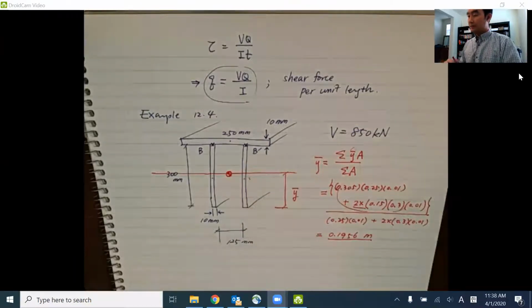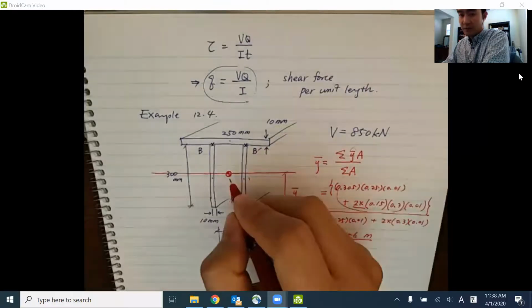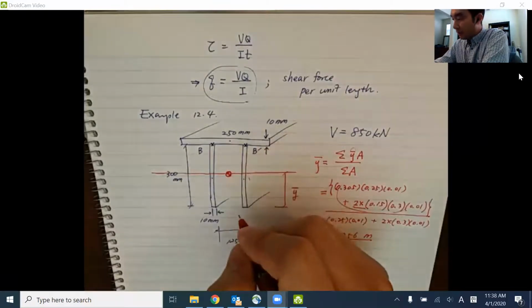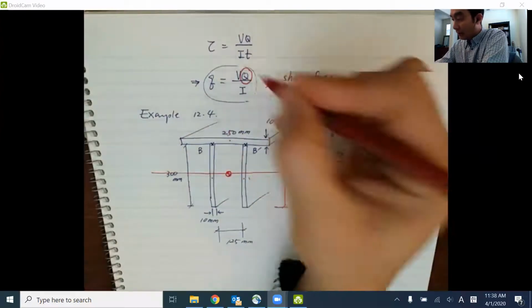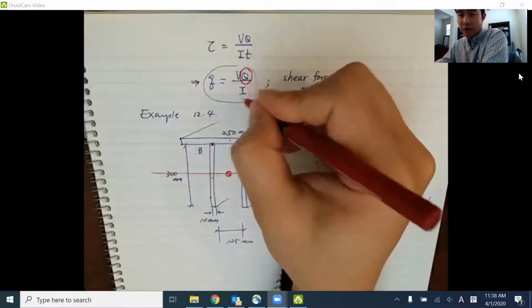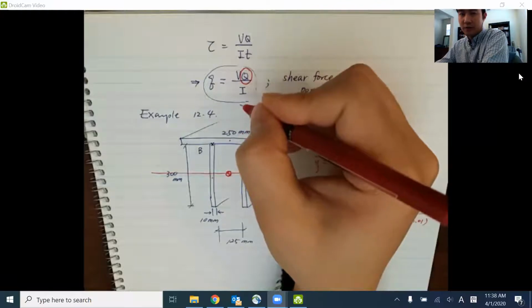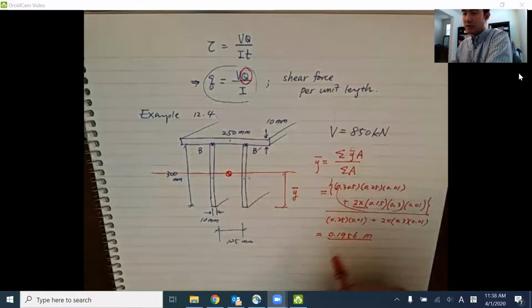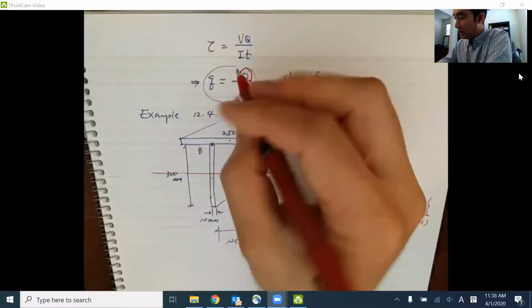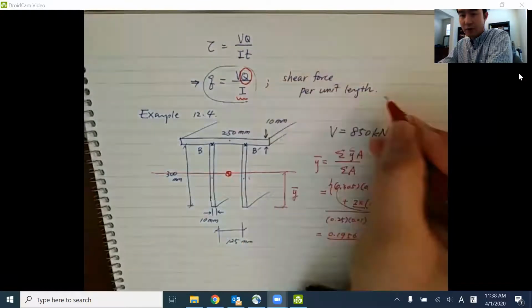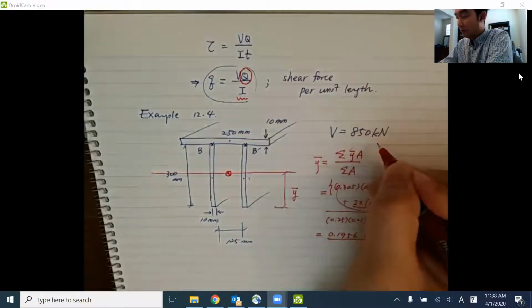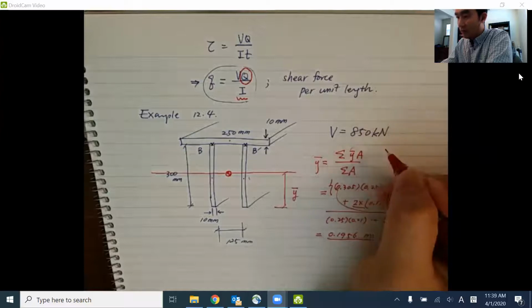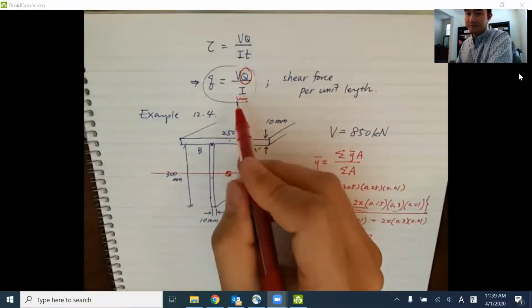The second step: the reason that we have to know the centroid of the entire section is because, remember, for this Q calculation and even the I calculation, we have to know the location of the centroid for the entire section, right? That's why I started with this centroid calculation. The next step is V, because V is already given as 850 kilonewtons, so that's a constant already. So let's calculate the moment of inertia for this section.